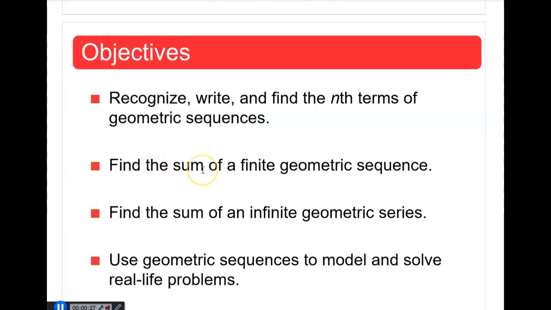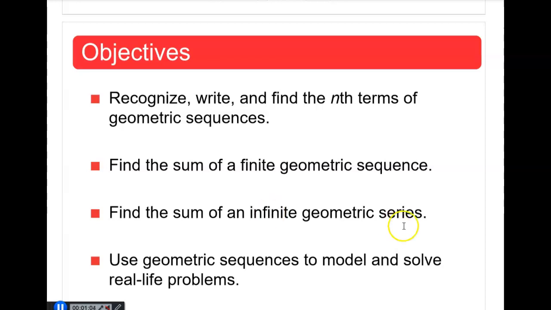Also, how to find the sum, or the addition, of a finite geometric sequence. Remember, finite, it does have, we know, the last term. And this could actually be a partial sum of an infinite sequence. We could find a partial sum, like the word says. Also, to find the sum of an infinite geometric sequence, this is not possible with arithmetic sequences. And if they're infinite, then the sum is infinite.